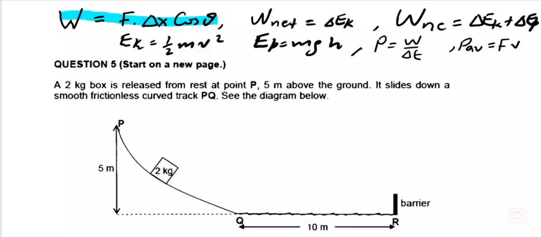Then we have another formula. This formula, work net, is equal to the change in kinetic energy. So we use this one when we have the net force, or we are given the data for calculating the change in kinetic energy. This one is for the work energy theorem.